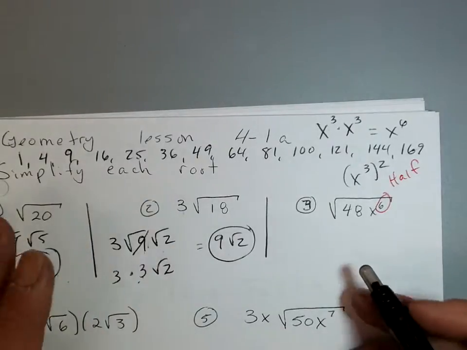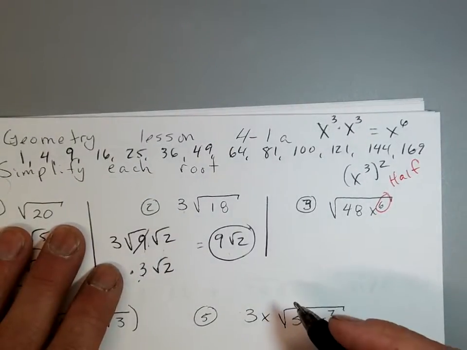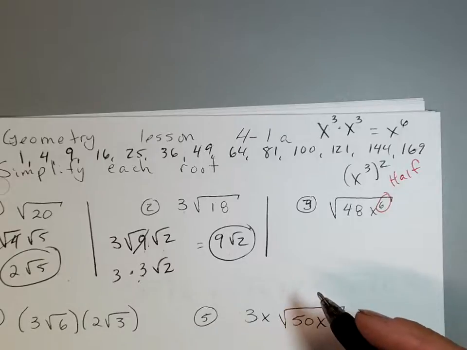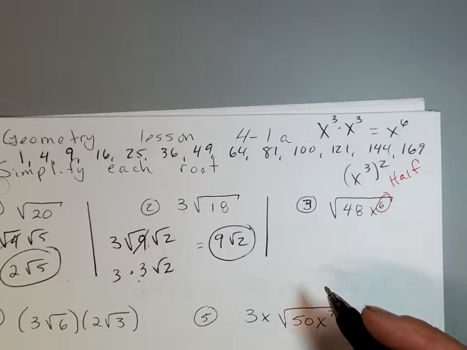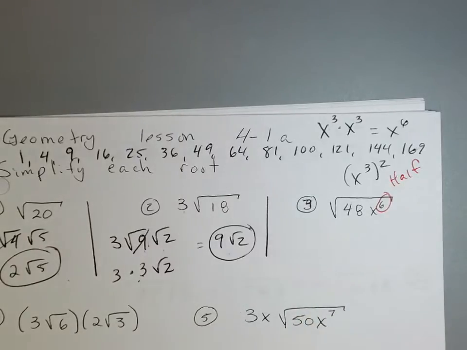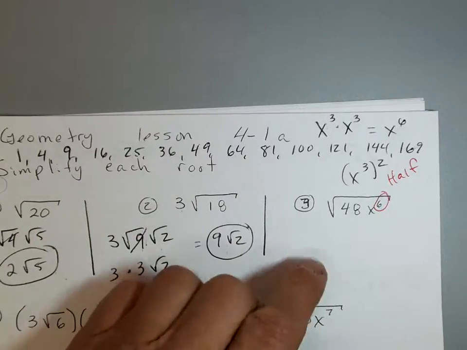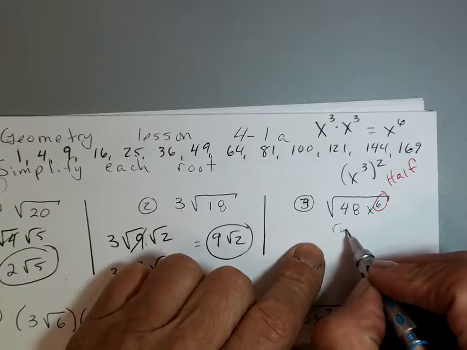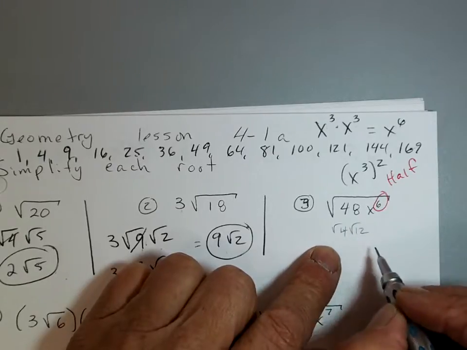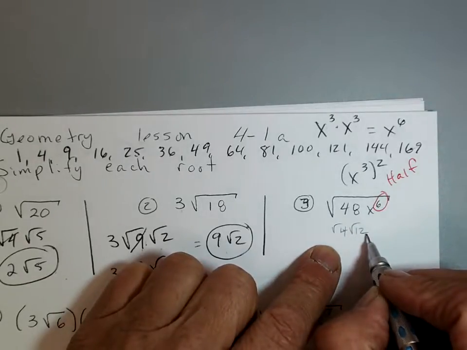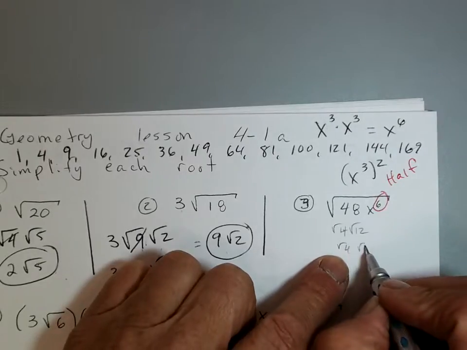So when I do this, 48. Now what times what makes 48? Well, 4 and 12 will work. But I like 16 and 3 better. I'll show you real quickly 4 and 12. If you went 4 and 12, then you can break down 12 further, 4 and 3.